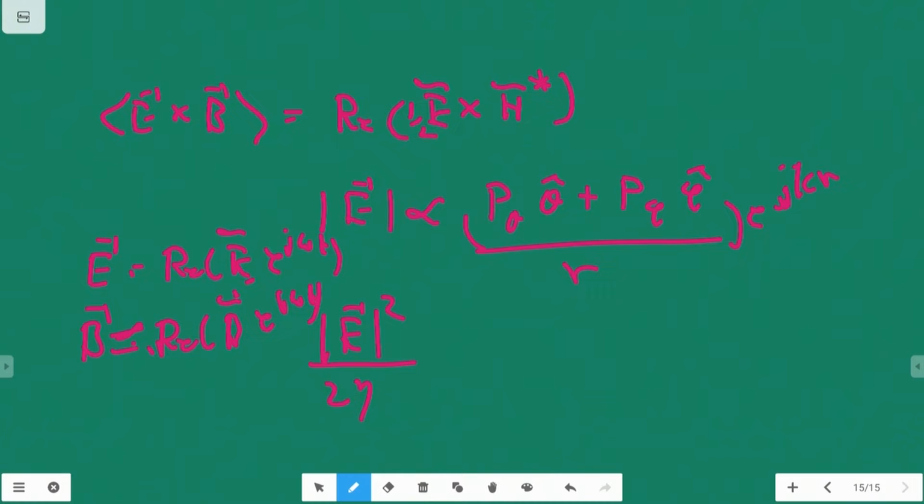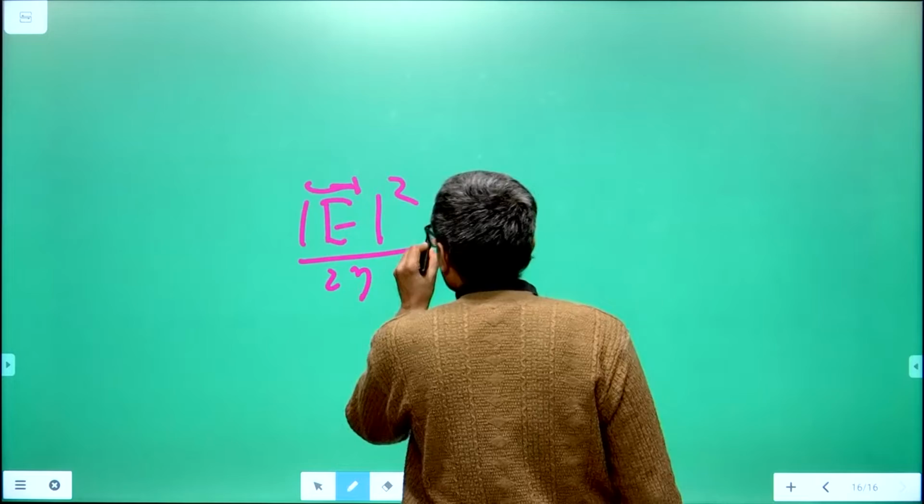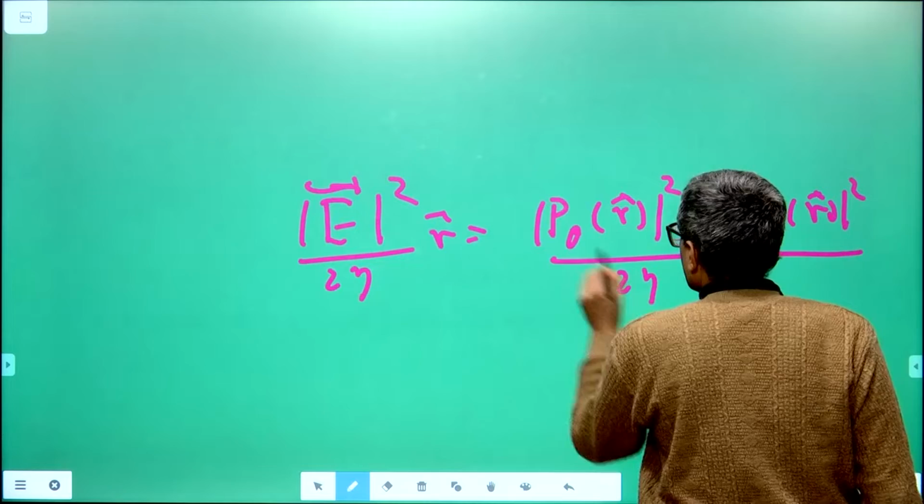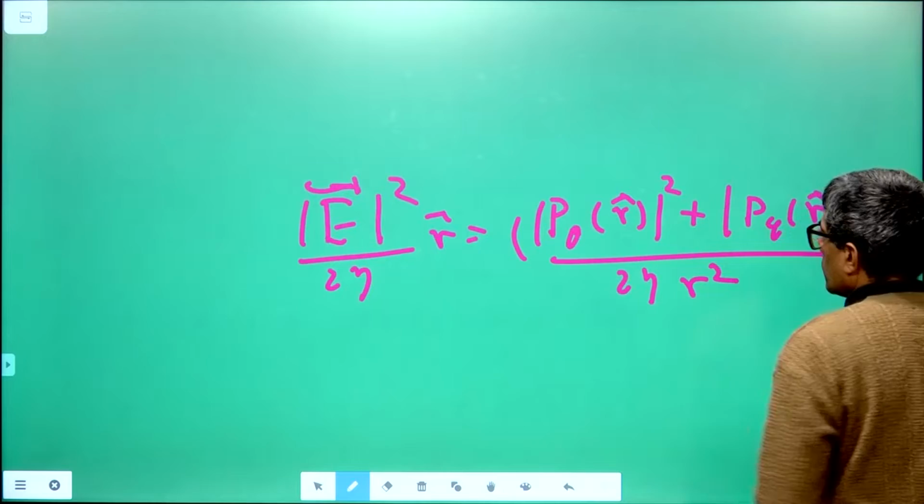And this is equal to, if you substitute for H tilde as R cap cross E tilde divided by eta, you will get mod E tilde square by 2 eta into R cap, where mod E tilde square is given by this. So, you can say that the far field Poynting vector is given by mod E tilde square by 2 eta into R cap, which is equal to (mod P theta of R cap square plus mod P phi of R cap square) by 2 eta multiplied by R cap into 1 by R square, because the electric field is proportional to 1 by R in the far field zone.